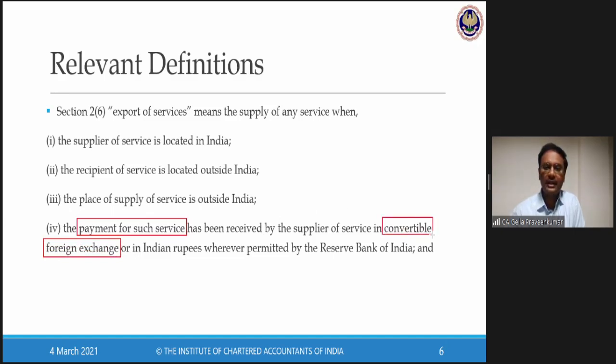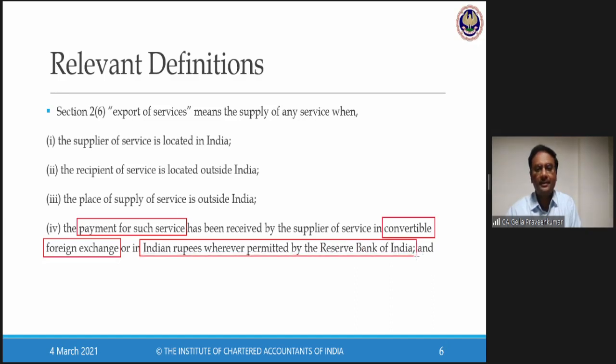Now, if you recollect, the other day I gave you 2 things called BRC and FIRC. In the previous class, when we were discussing BRC, FIRC, Bank Realisation Certificate and Foreign Inward Remittance Certificate, the government authorities want to know what service you have exported. When the money has come in convertible foreign currency, go to your bank, produce your invoice, and get a certificate from the bank that this invoice money has come in foreign currency. Also they say, or Indian rupees. Sir, why Indian rupees?